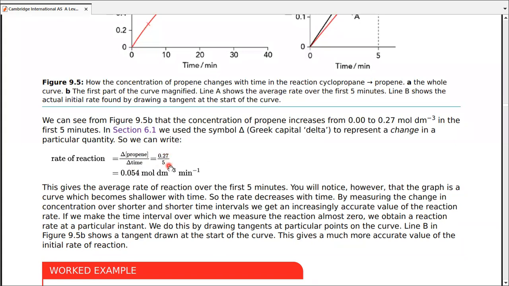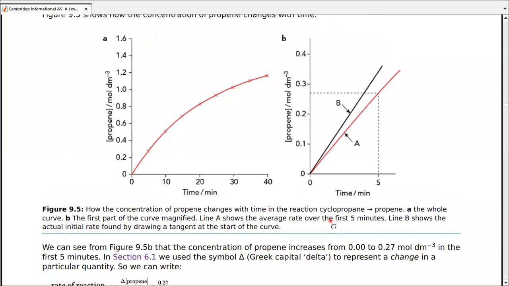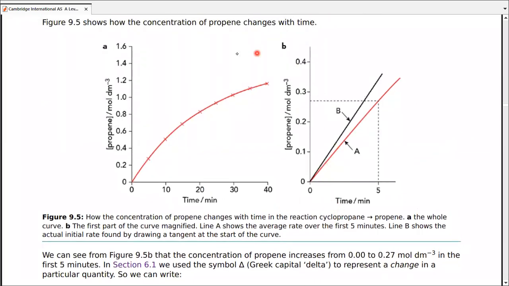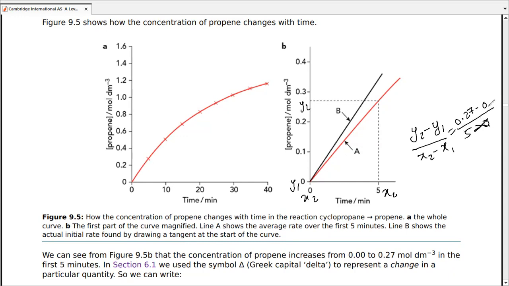So 0.27 divided by 5, actually, that's not exactly what we are doing. Let me clarify, this is more related to mathematics. In math, we take this as x2, this is x1, this is y2, this is y1. So this usually goes with y2 minus y1 over x2 minus x1. However, in this case, it's 0.27 minus 0 and 5 minus 0. Since we do not need to write minus zeros, we simply write it like this.